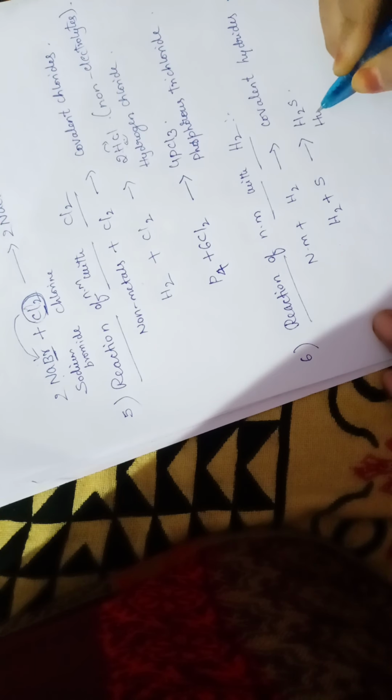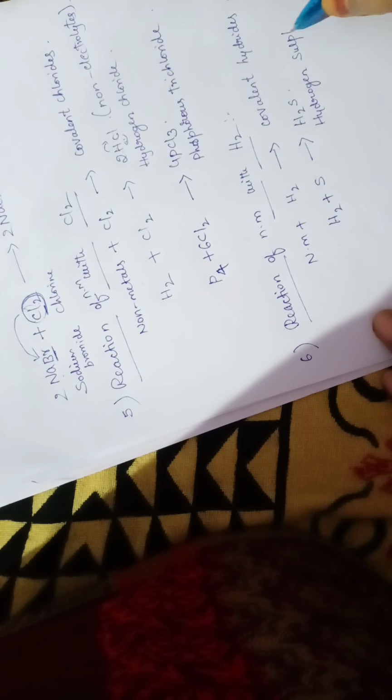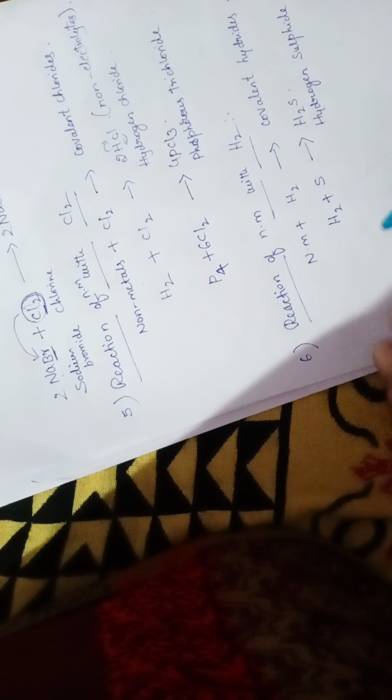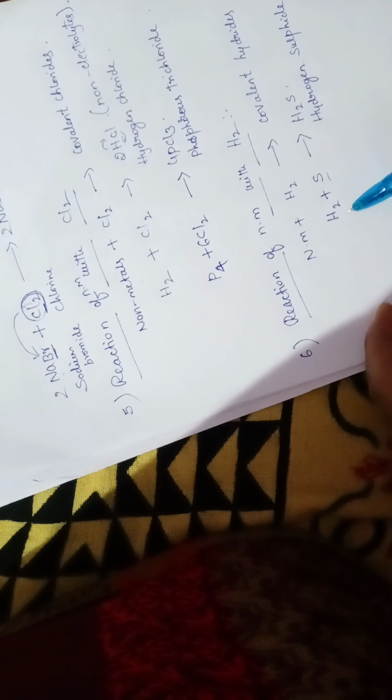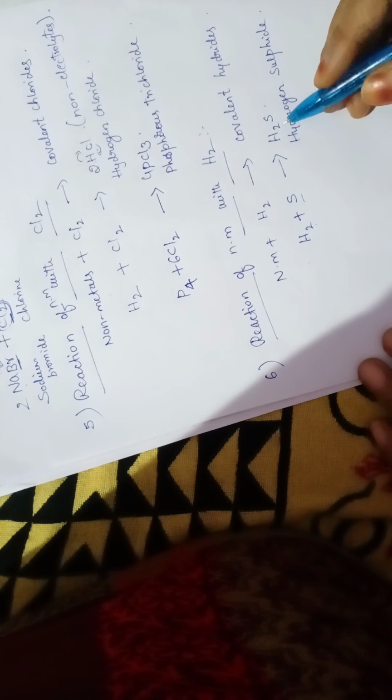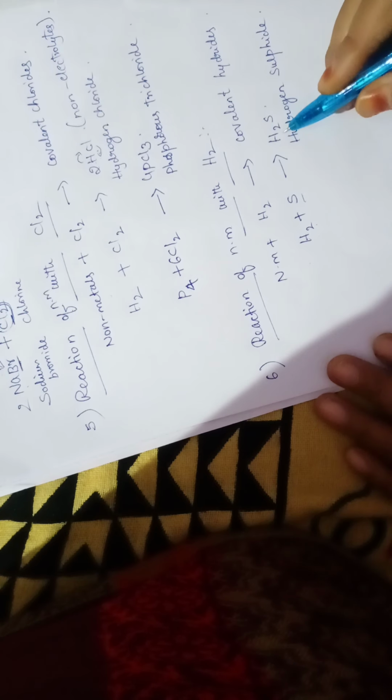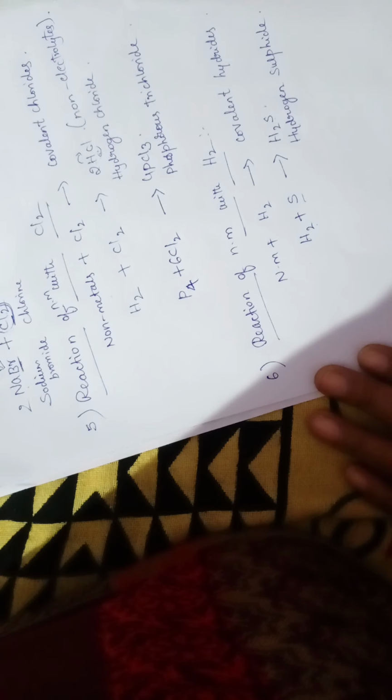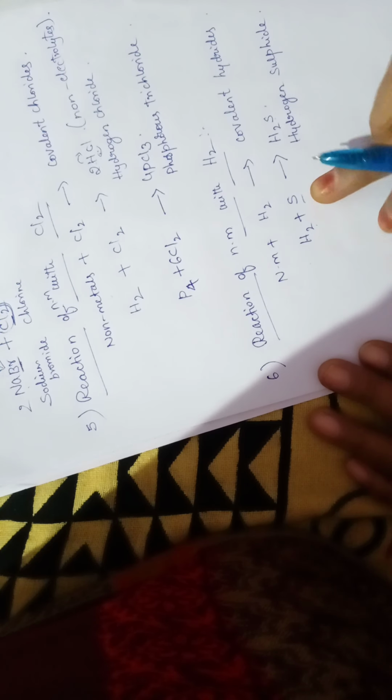Its name is hydrogen sulfide. So when any non-metal reacts with hydrogen, they form covalent hydrides. Here hydrogen will not give, sulfur will not give, and they will not accept. They form hydrides by sharing their electrons. So the reaction happens between hydrogen and sulfur by sharing of electrons.